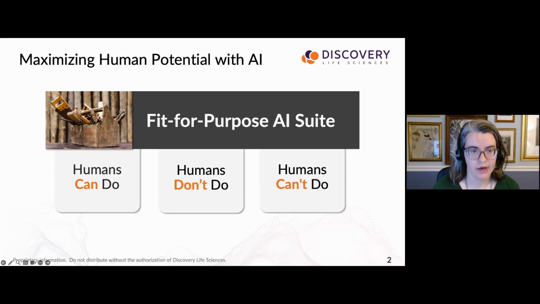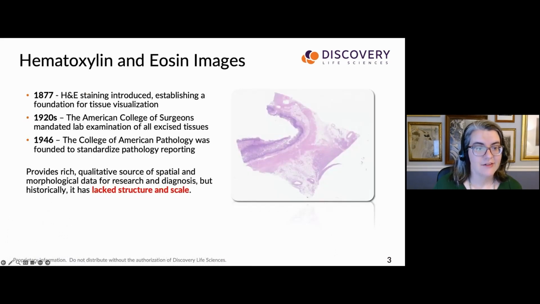Within that broad theme of thinking of AI as a suite of tools that are each fit for purpose, I'm going to cover an example of AI doing things that humans can do, an example of AI doing things that humans don't do, and lastly, we'll touch on an example of AI doing things that humans genuinely can't do. And all of my examples are going to be featured around AI analysis of H&E images.